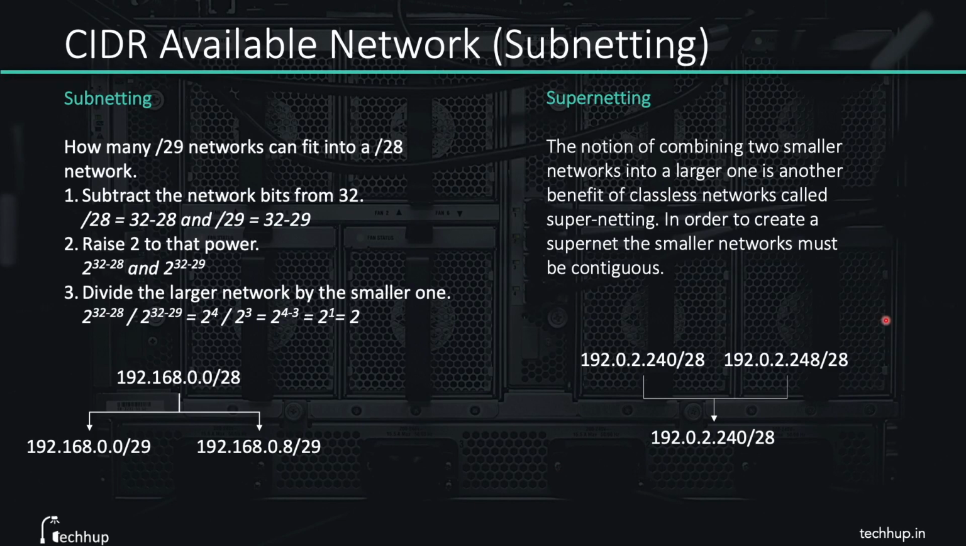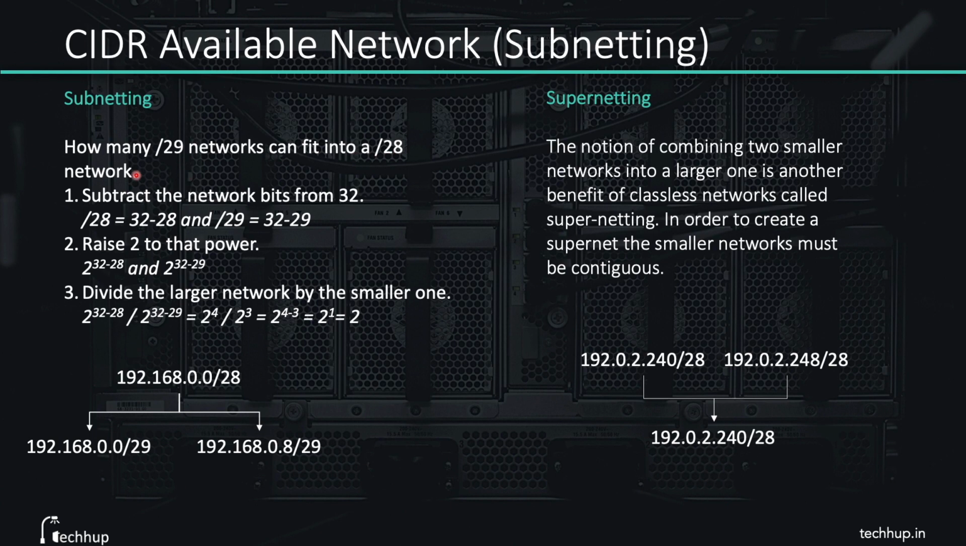Now we will touch base on a couple of concepts here in context to CIDR, and that is subnetting and supernetting. These are important topics, and we have laid the foundation in our previous chapter for you to understand this concept. Subnetting is all about how many smaller networks you could fit into a given CIDR block. As this question states, how many /29 networks can fit into a /28 network?